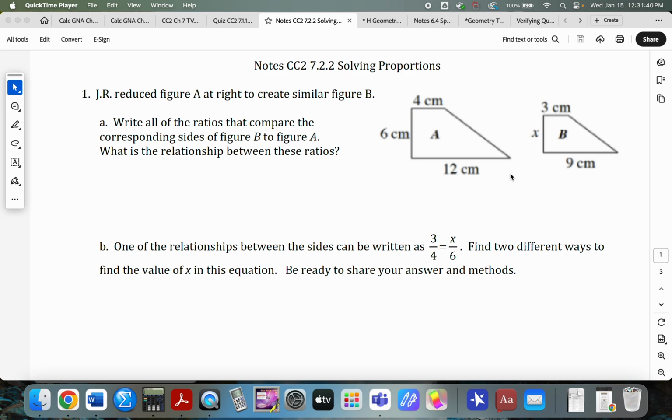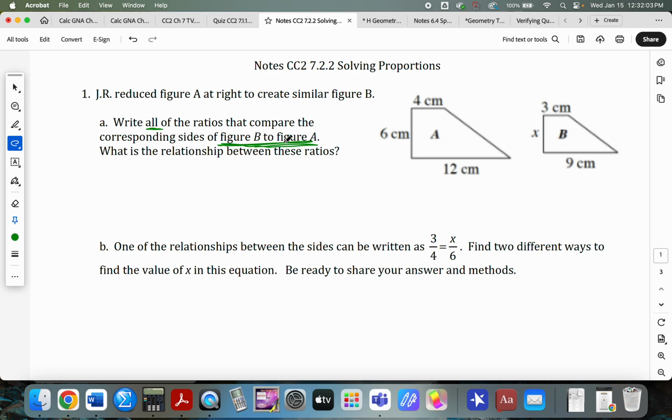So let's take a look at this on solving proportions. JR reduced figure A at right to create similar figure B. Part A says write all of the ratios, not just some of them, all of the ratios that compare the corresponding sides of figure B to figure A.